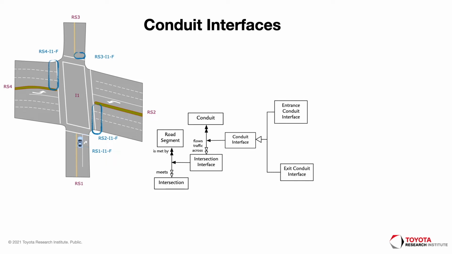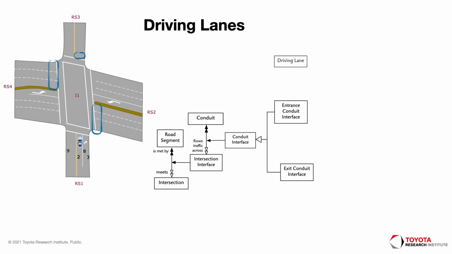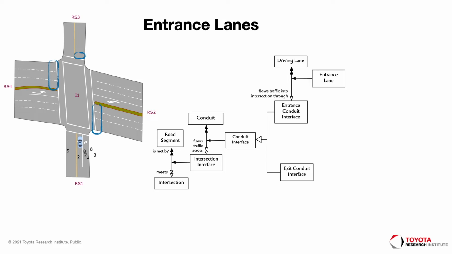The large branching arrow on the right tells us that we are partitioning the conduit interface set into multiple subsets, 2 in this case. Basically, it says that any conduit interface is either an entrance to or an exit from an intersection. The entrance conduit interfaces are kind of special since they are the only ones associated with traffic signals and those little white movement arrows you see on the pavement. Now, a driving lane that flows through an entrance conduit interface is what we call an entrance lane, and each entrance lane has one or more legal movements associated with it.